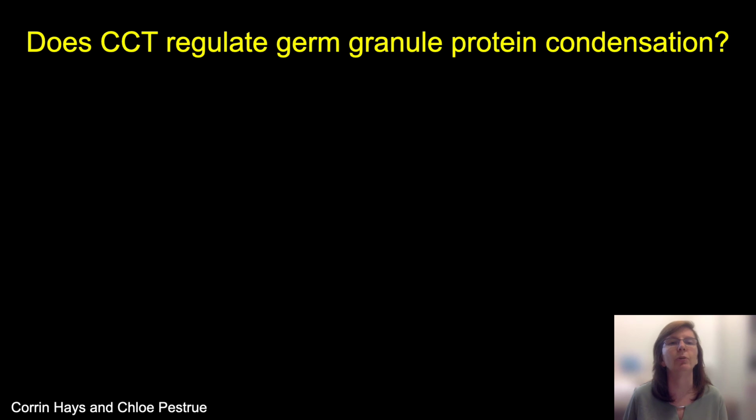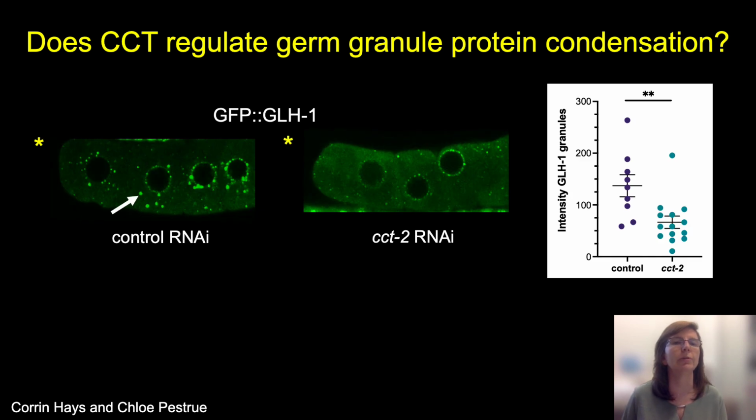these diakinesis oocytes. We next asked if CCT modulates P granule or germ granule proteins in diakinesis oocytes. And these are, again, proteins that are already normally condensed into small granules, as shown by the control RNAi picture on the left. After depletion of CCT2 on the right, we can see the GLH protein is somewhat less condensed into those granules, and when we quantitate by particle analysis, we do see a significant reduction.